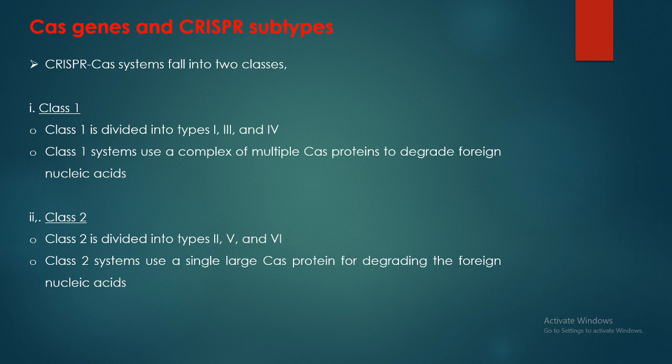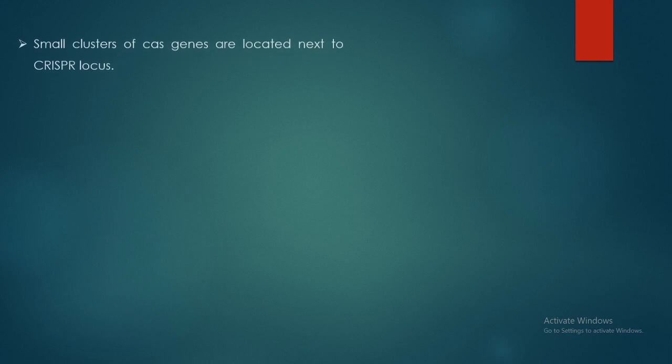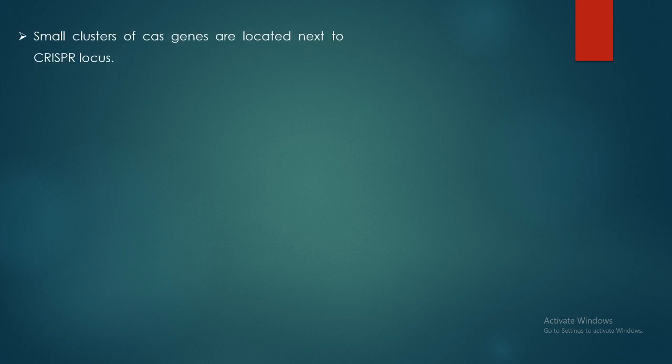Class 1 is characterized by the presence of a complex of several small Cas proteins, whereas class 2 is characterized by the presence of a single large Cas protein for the degradation of foreign DNA. The 6 types are further subdivided into 19 subtypes depending upon the Cas variant protein. A Cas protein always forms a cluster of genes and is present always next to the CRISPR locus in a bacterial genome.